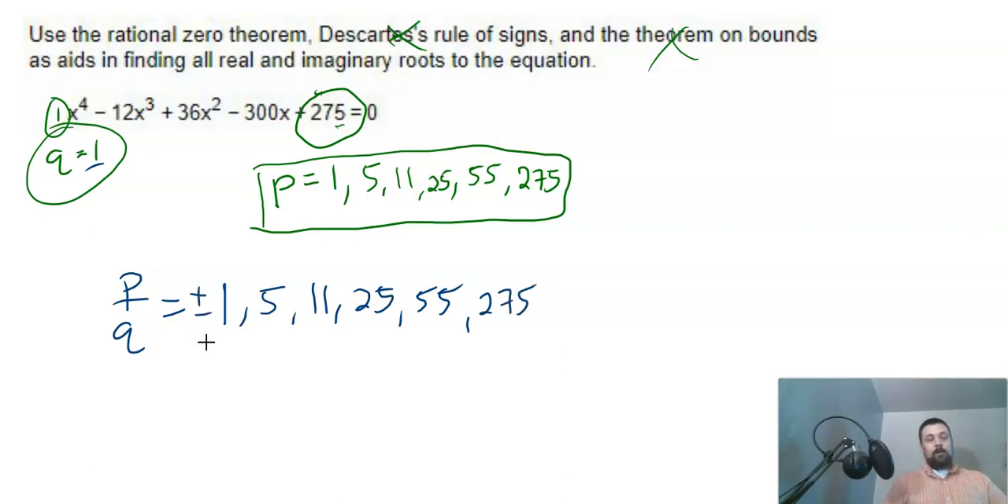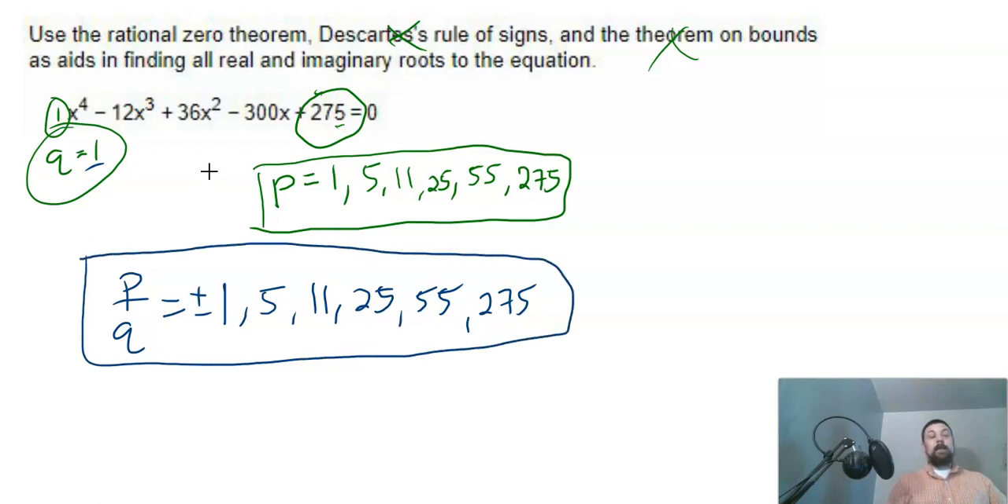And then we have to consider both positive and negative of those numbers. So these are all of our guesses as to what could be zeros to this polynomial, which means these are our guesses for what could be roots to this equation.